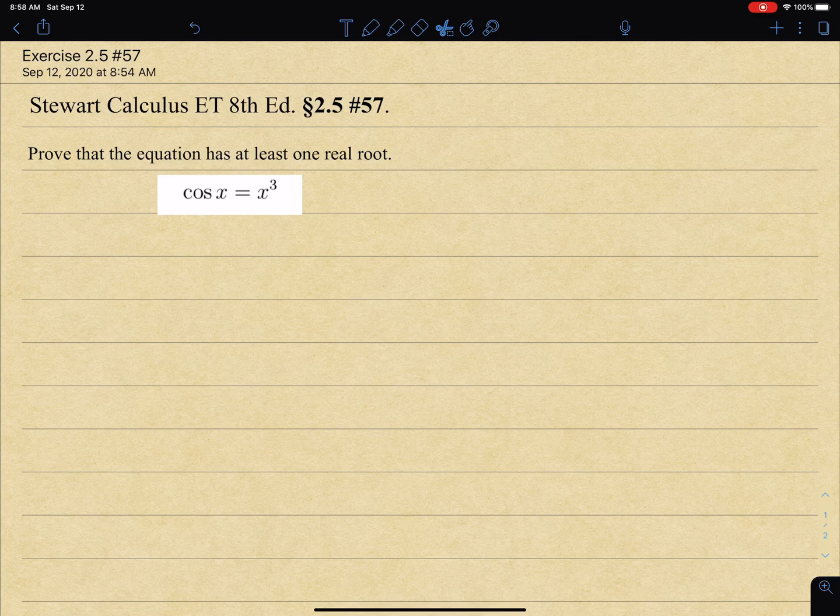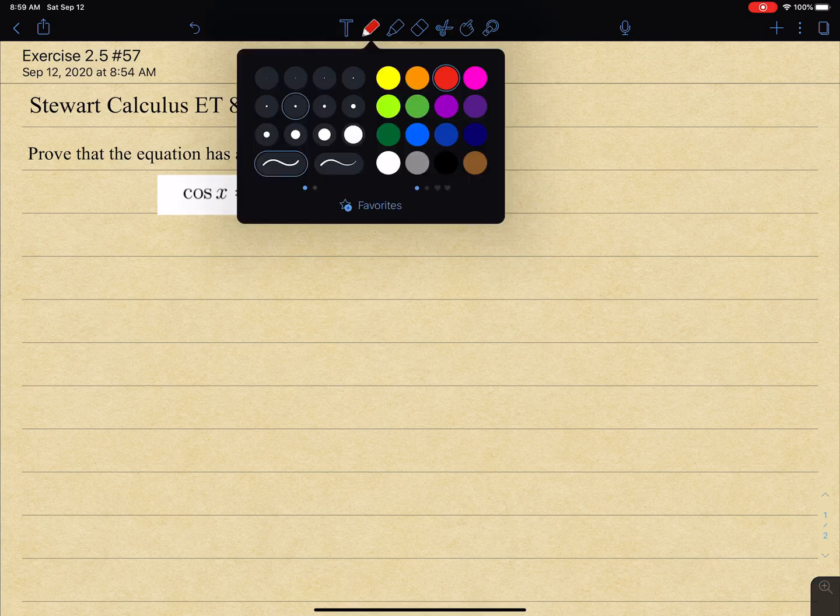Okay, here we are doing a problem that is applying the intermediate value theorem. This problem is asking us to show that the equation cosine x equals x cubed has at least one real root, or one real solution. There is a real number where I plug in x for cosine x and it equals x to the third power. And we're going to use the intermediate value theorem to show this.